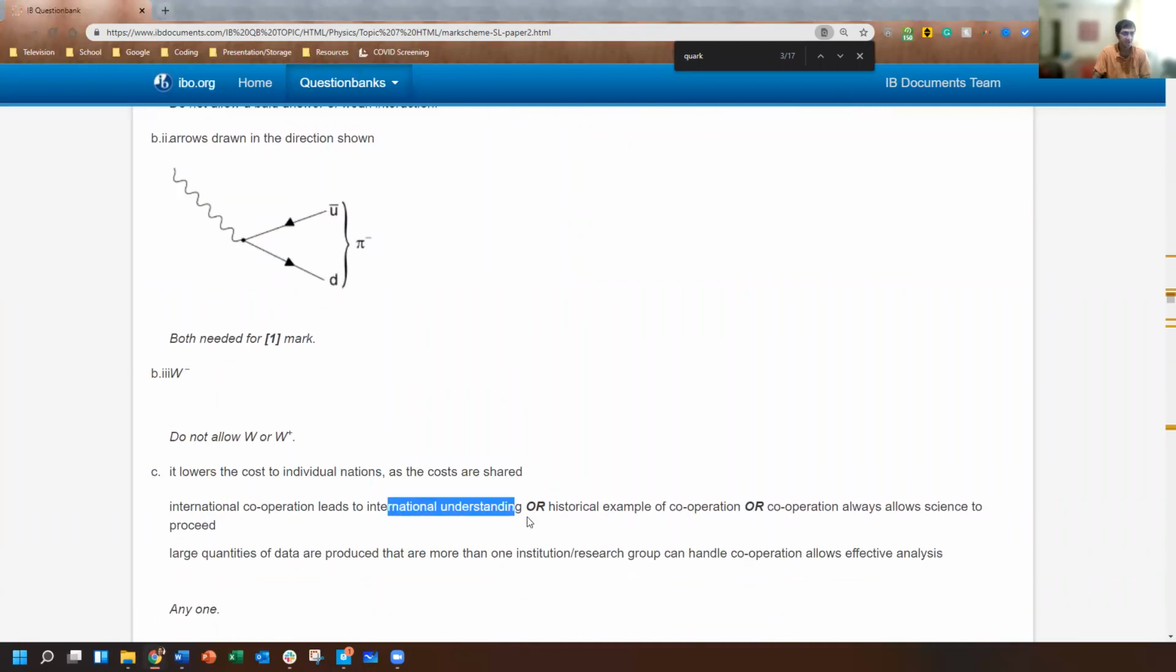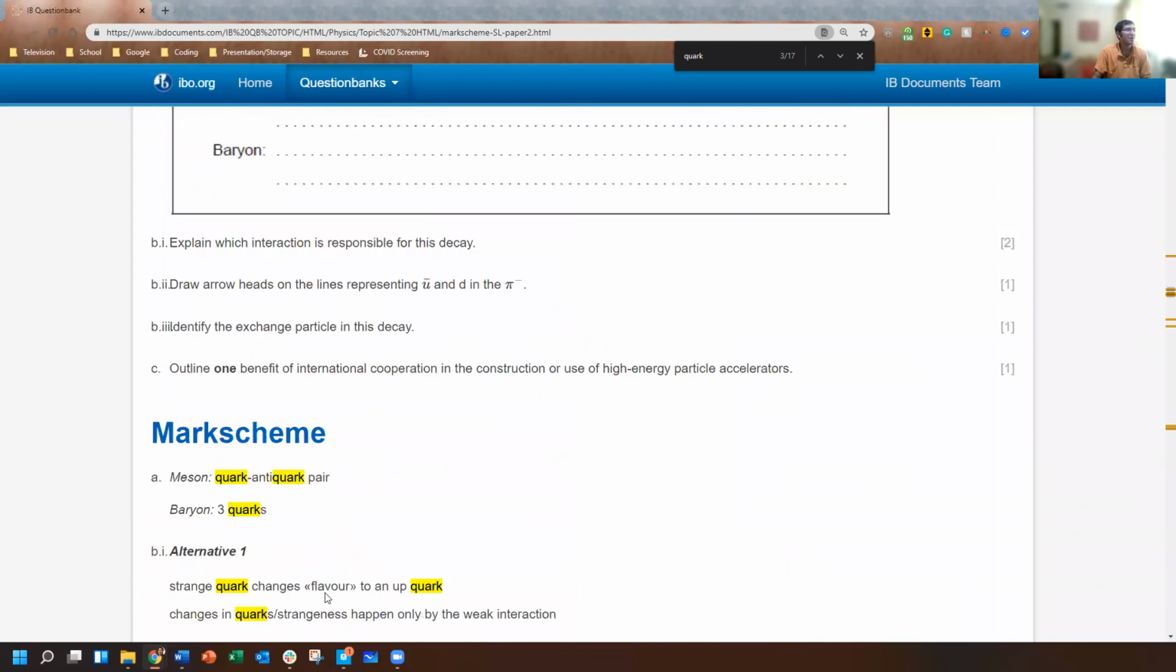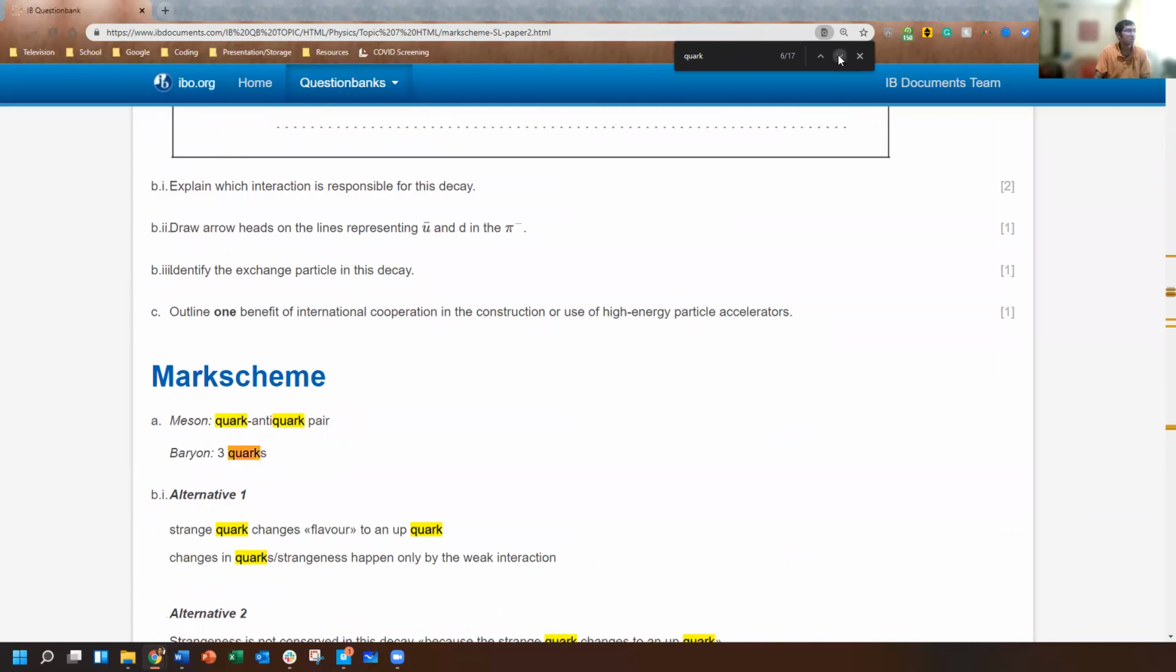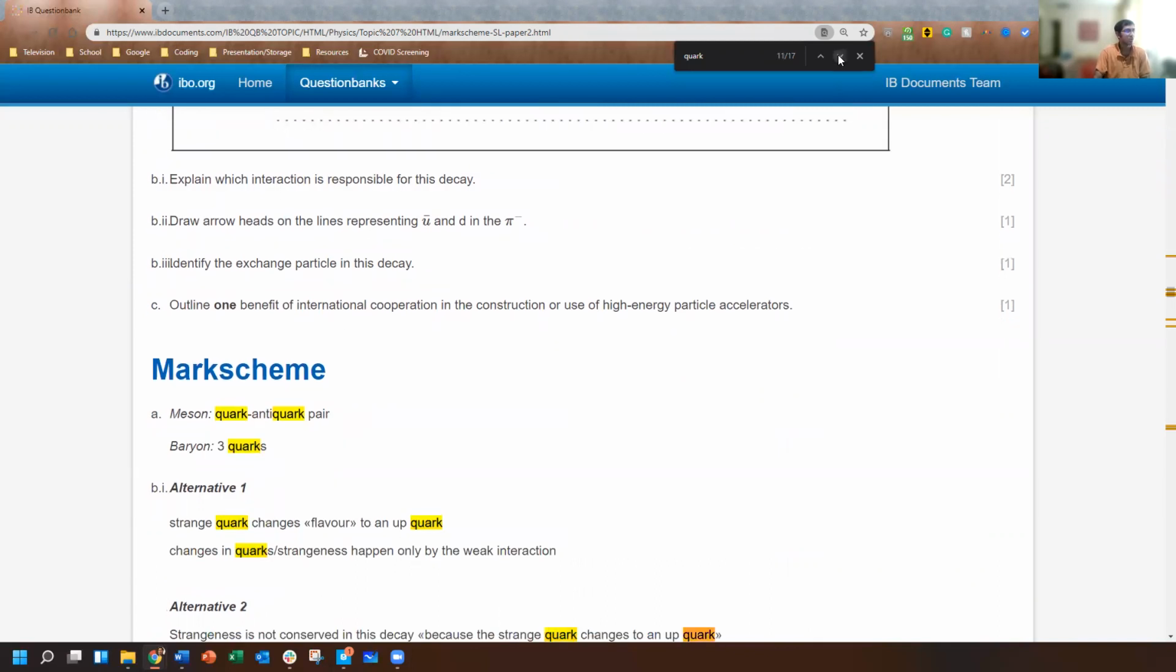There you go. International understanding, historical example. That's funny. That seems like more of a history question to me than a physics question. But okay. All right. So let me see what other questions have the word quark in them.